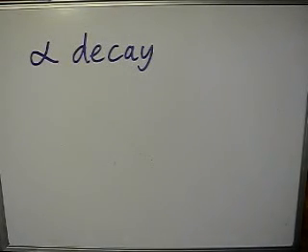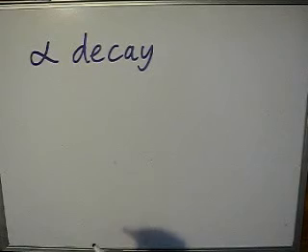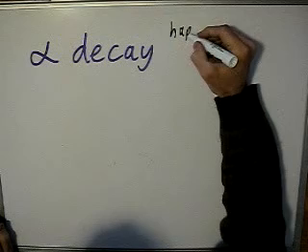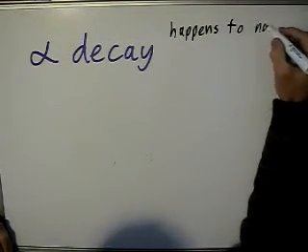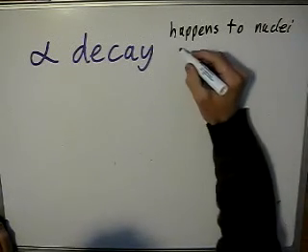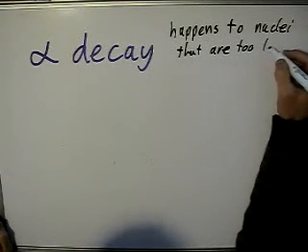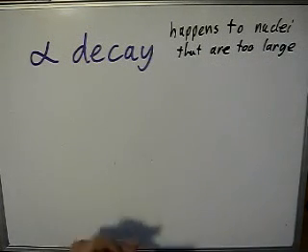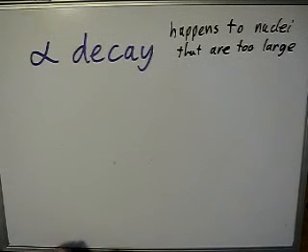Okay, so the first type of decay I want to cover is called alpha decay. So let's imagine a nucleus is very, very large. Alpha decay happens to nuclei that are too large. What am I talking about here? Well, first of all, let's think about what holds a nucleus together.